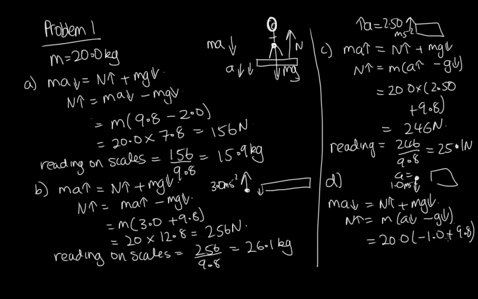So we've got 20 times 8.8, and solving that on the calculator, we get 176, and so the reading is equal to 176 over 9.8, which gives us 18.0 kilograms. And so that's how we answer that problem. Problem 2.